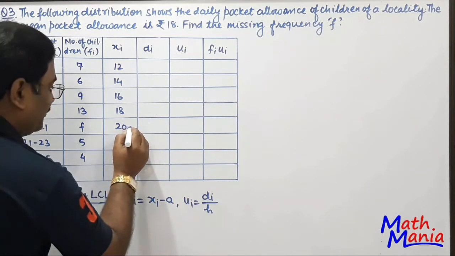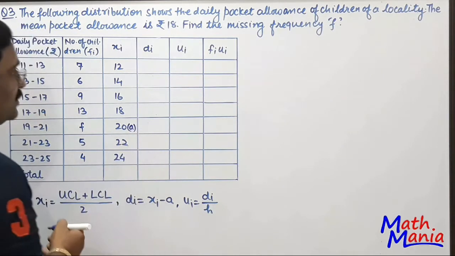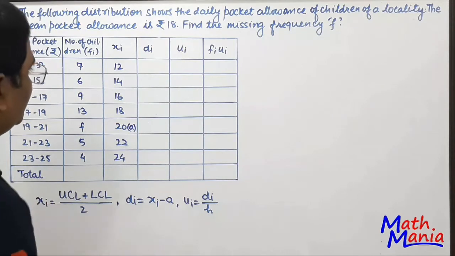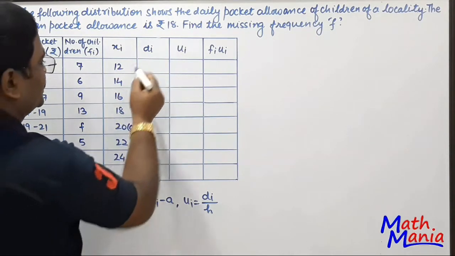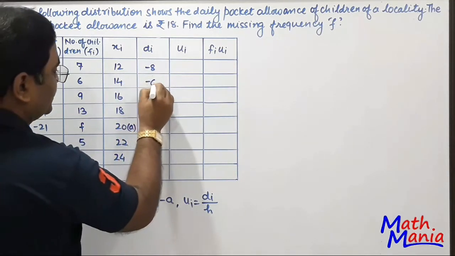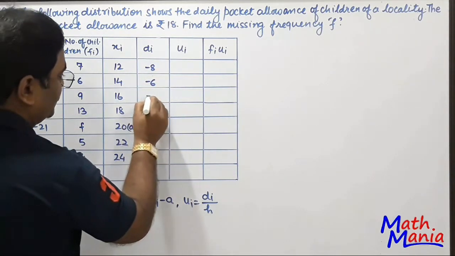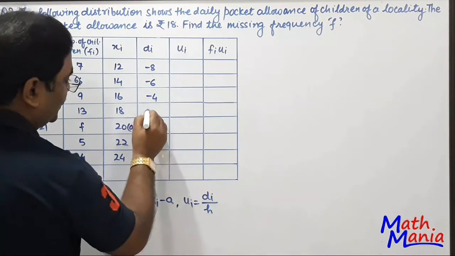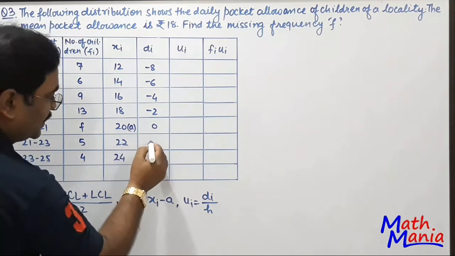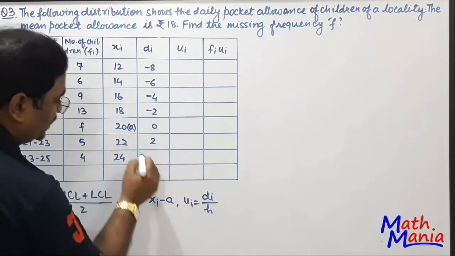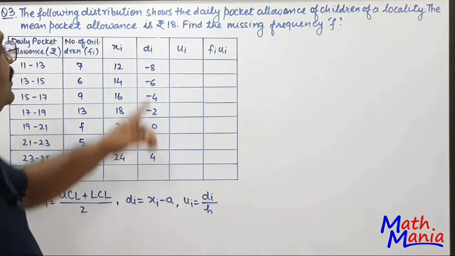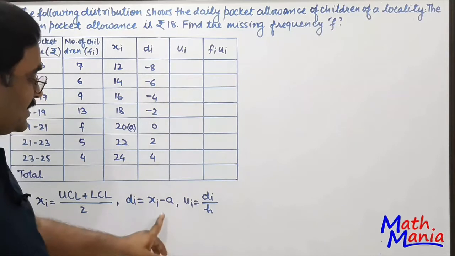So we have taken 20 as the value of a. Now find the value of di. di is equal to xi minus a, meaning 12 minus 20 is minus 8. 14 minus 20 is minus 6. 16 minus 20 is minus 4. 18 minus 20 is minus 2. 20 minus 20 is 0. 22 minus 20 is 2. 24 minus 20 is 4. So we got the values of di equal to xi minus a.